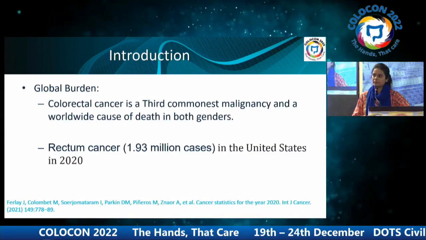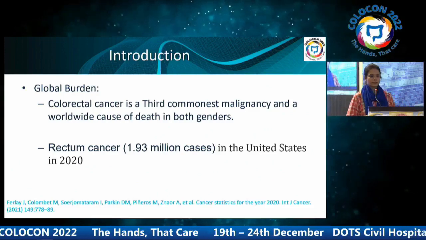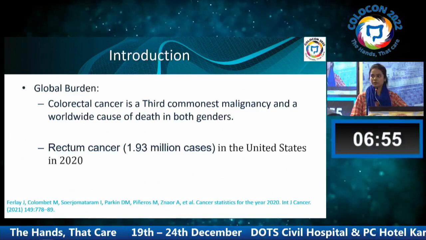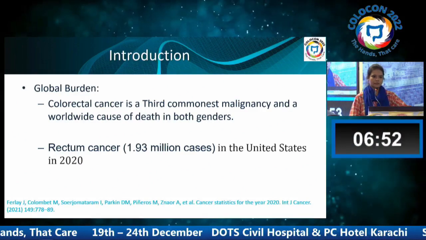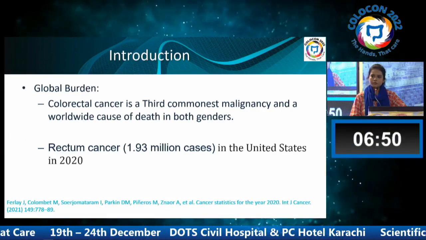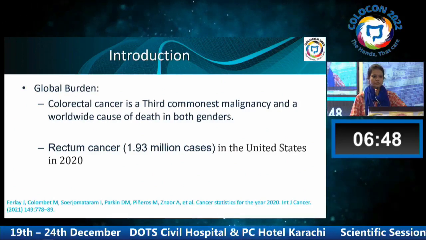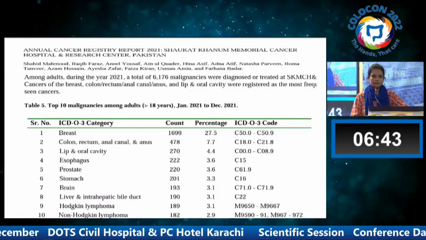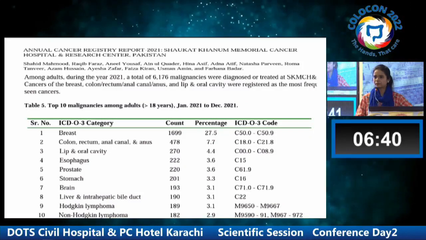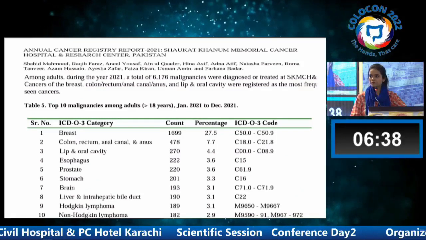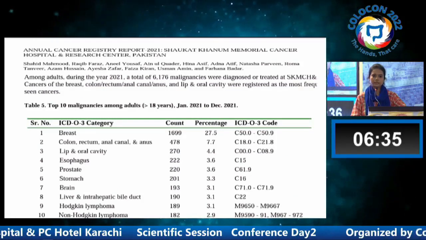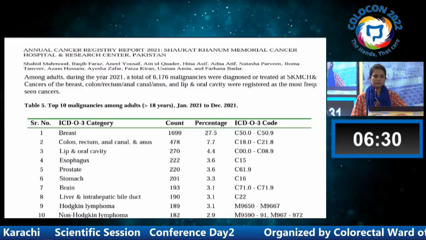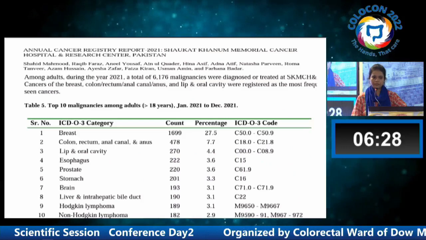As far as the global burden of early onset cancer is concerned, colorectal cancer is the third commonest cancer all over the world. Majority of the cases are present in the rectum, followed by the left colon. This is the local data from Shaukat Khanum Hospital, Lahore, which suggests that colorectal cancer is the second commonest among the 10 malignancies.